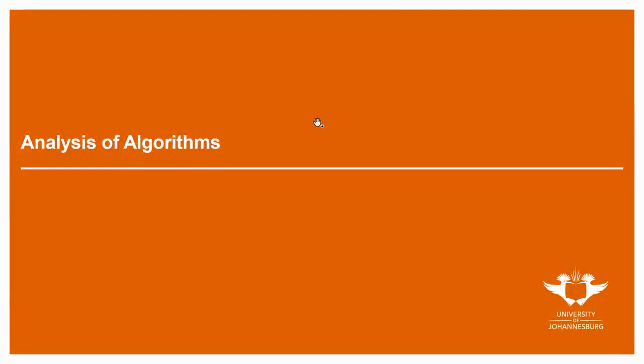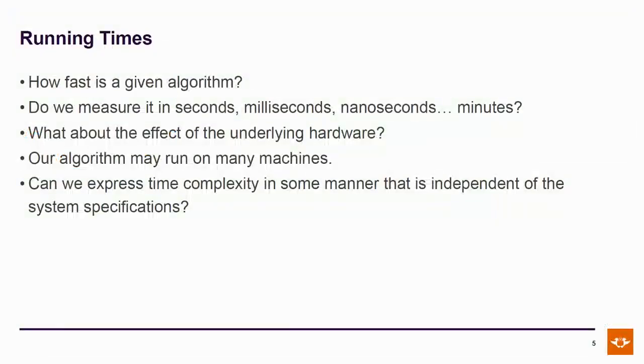Right, so let's look at analyzing algorithms. How fast is a given algorithm, and how do you measure it? So would you measure it in seconds, milliseconds, nanoseconds, minutes, years, months, days? It really does depend what the algorithm is doing, and in any case, that's not really measuring the algorithm in its sort of abstract mathematical sense.